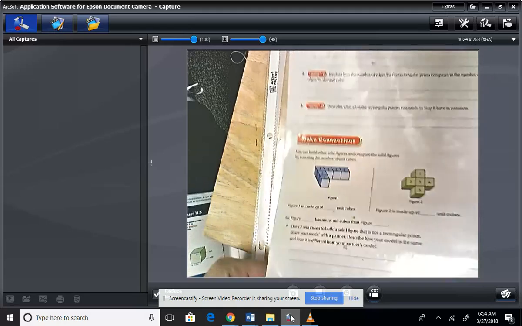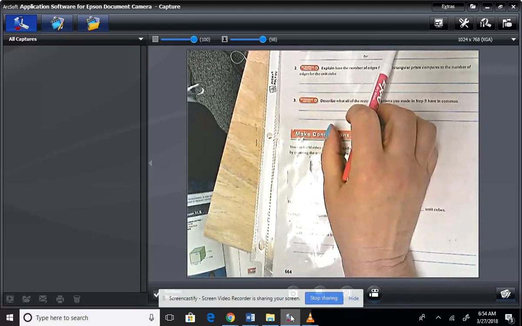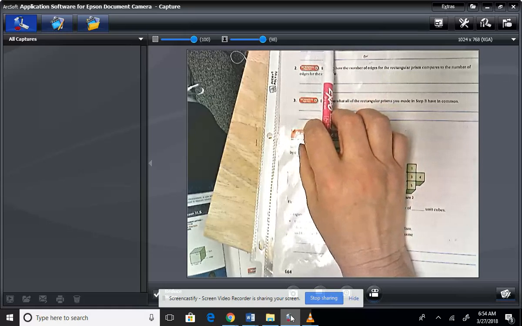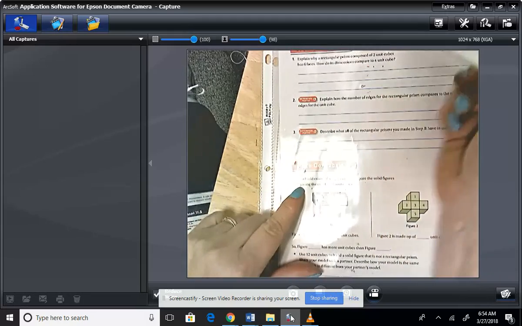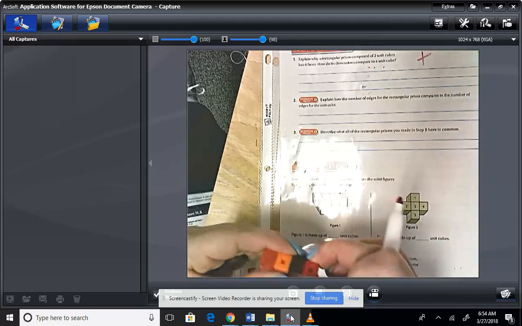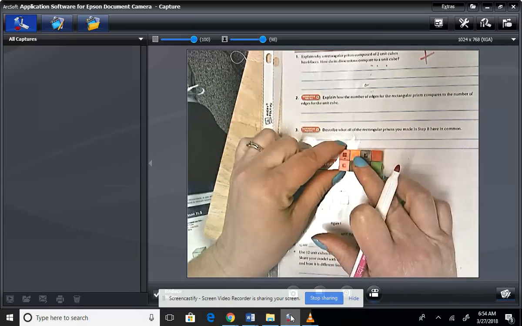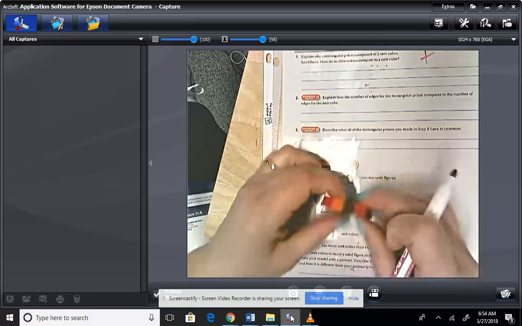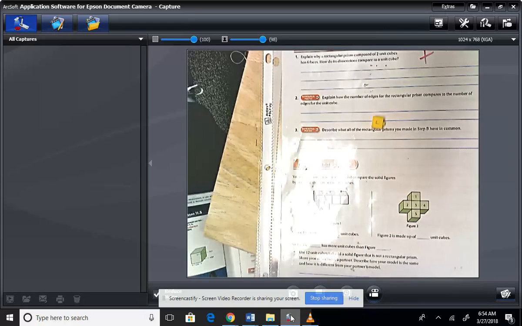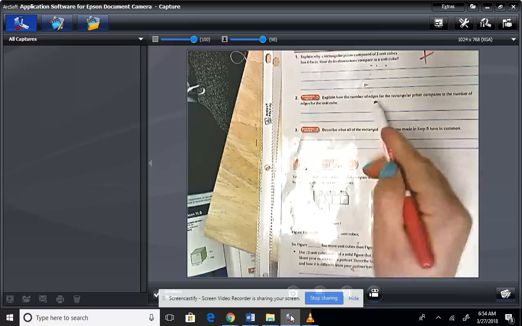All right. Explain why a rectangular prism composed of 2 units has 6 faces. How did the dimensions compare to the unit cube? So just talk with your partner about how, when I had this, I had the same amount of faces and sides and edges as I did when I had 1 unit cube. All right, so just talk to your partner about those. Then I would like you to go on.